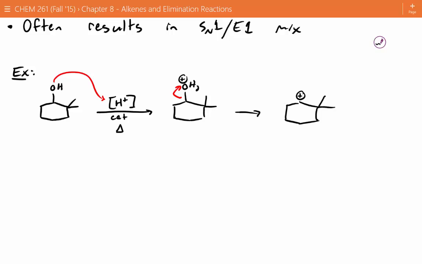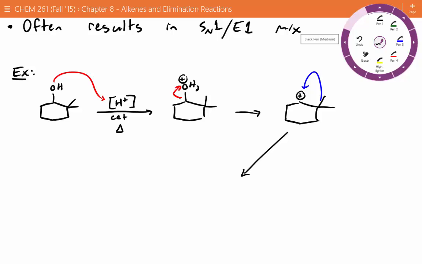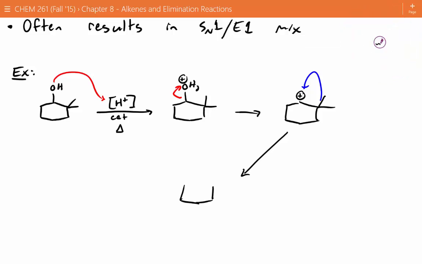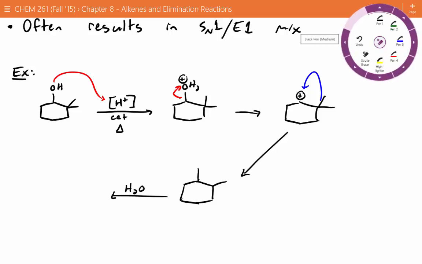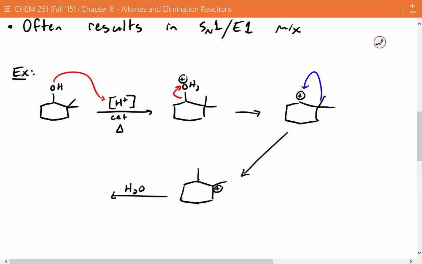All right, now what? There's going to be a shift. Yeah, we could do a 1,2 methyl shift. So that's one option. So I'm going to draw this out here. All right, and we've got water floating around. What could happen next? Oops, sorry, I put the positive charge on the wrong carbon. Thank you. All right, what will happen next?